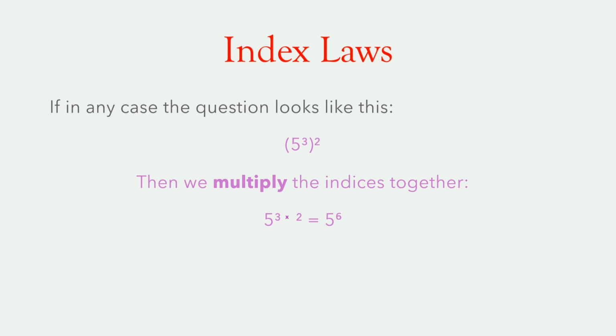Now, if you get a question that looks like brackets 5 cubed brackets squared, then we multiply the indices together. So what you would do is 5 to the power of 3 times 2 to get 5 to the power of 6. Those are the three main ones that you need to know, but there's nothing more than that. It's very simple, easy to do, and quick.